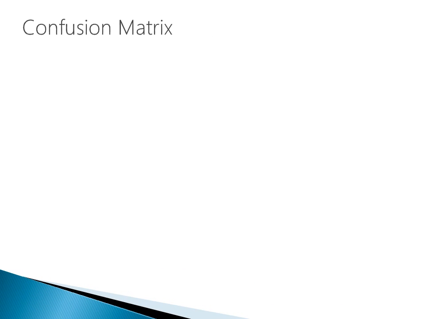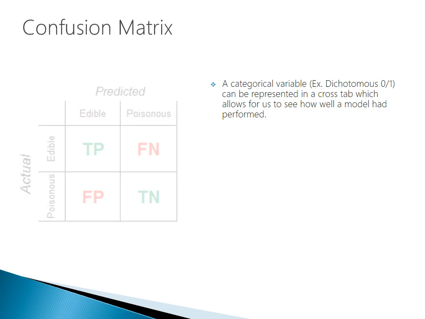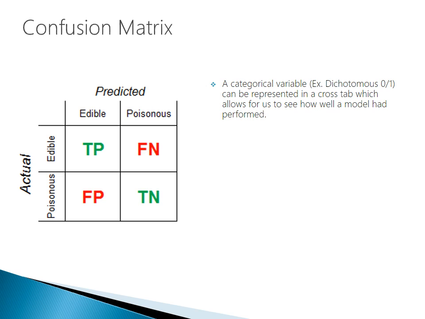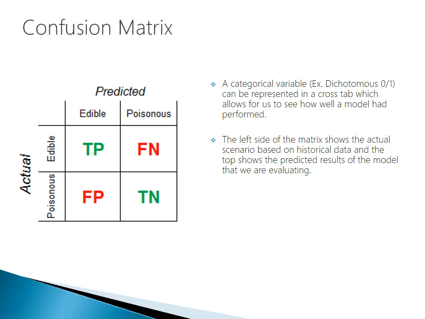Before we get into the topic of ROC curves, I want to introduce the idea of a confusion matrix. A confusion matrix is a way to represent a categorical variable. One example is a dichotomous 0-1 variable. And we show this in a cross tabulation, which allows us to see how well a model has performed. The left side of the matrix shows the actual scenario based on historical data, and the top shows the predicted results of the model that we're evaluating.